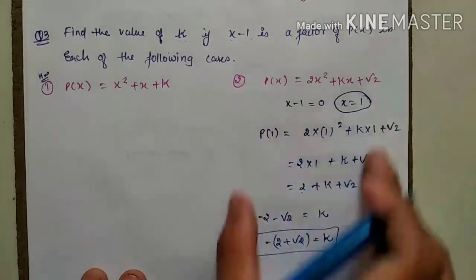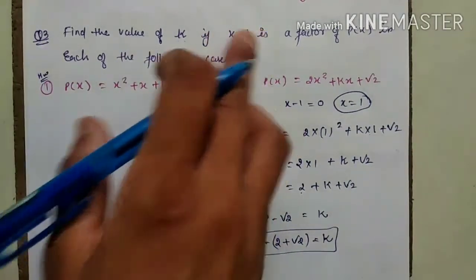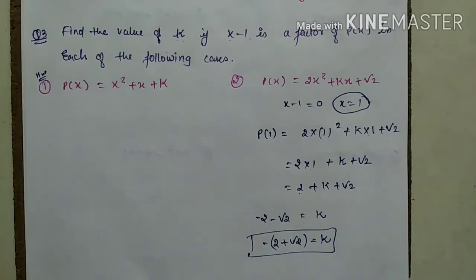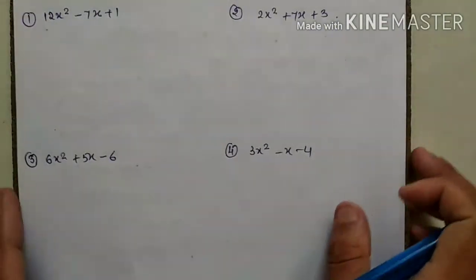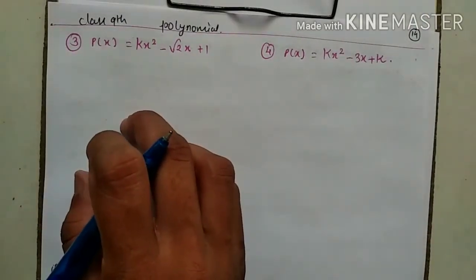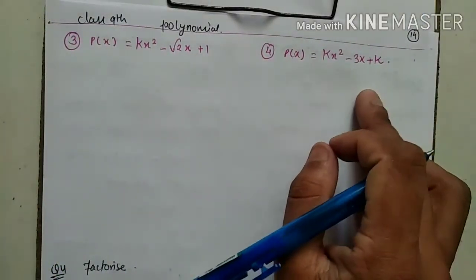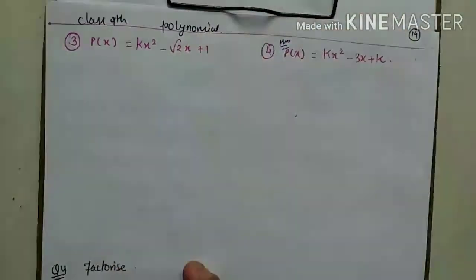Is it clear? So this is the way you have to solve. You get your answer by solving and putting x minus 1 in all the questions. Okay. Now come to the next. I am solving the third question; the other question you have to solve by yourself. Okay. So this is your homework. I am solving the third. Just see.